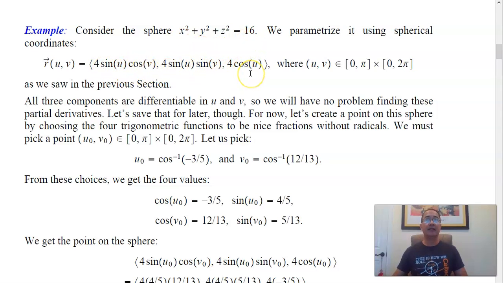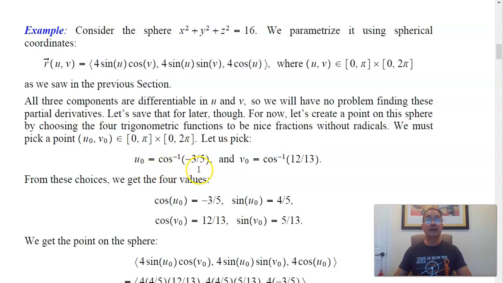We know how to parametrize that using spherical coordinates. U will go from 0 to pi, V will go from 0 all the way to 2 pi. Okay, let's pick a point. The problem with pi over 6, pi over 4 is that you get square root of 3, so it's ugly. So let's pick angles expressed in inverse cosine, so that at least we'll get fractions.